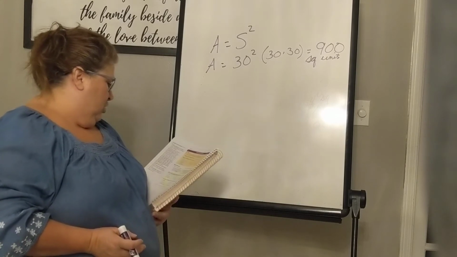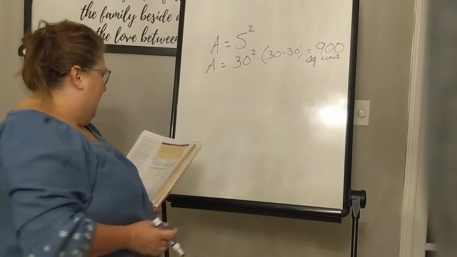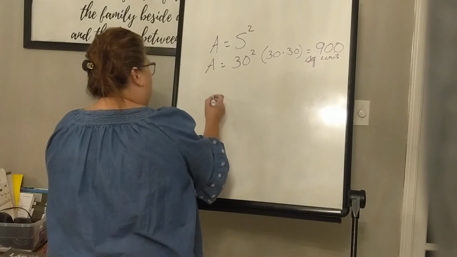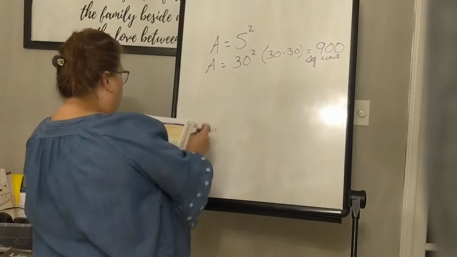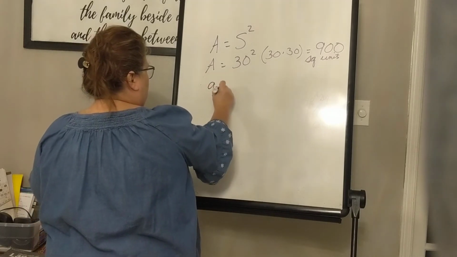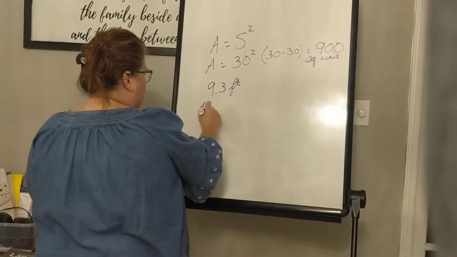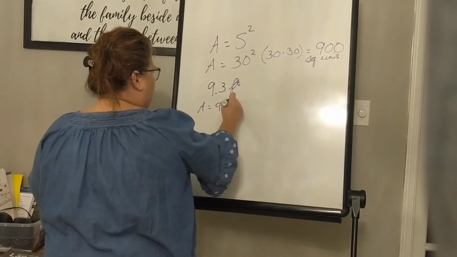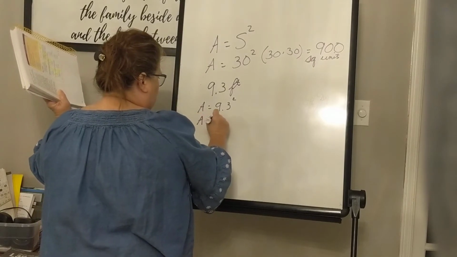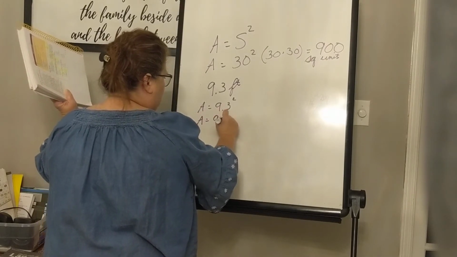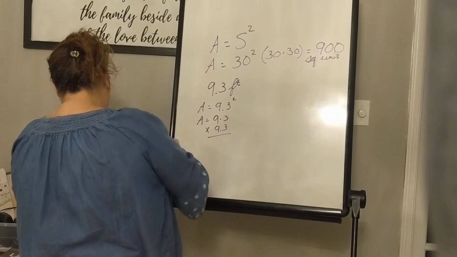Go ahead and look at section 2. Find the areas of squares with these dimensions. So for letter A, let's write our dimensions first. What does it say? 9.3 feet. Okay, so we're going to say area equals 9.3 squared. I'm going to do this one though. Area equals 9.3 times 9.3. On this one, it would just be easier to do it that way.